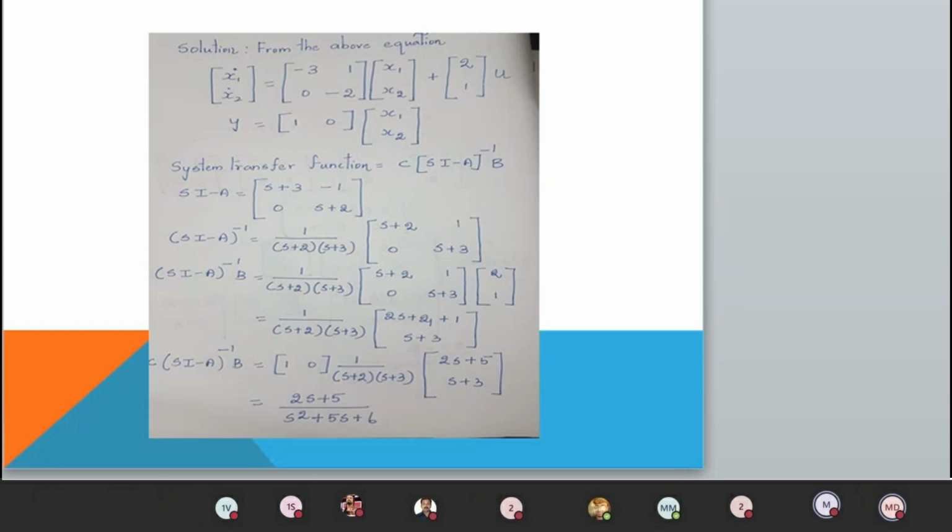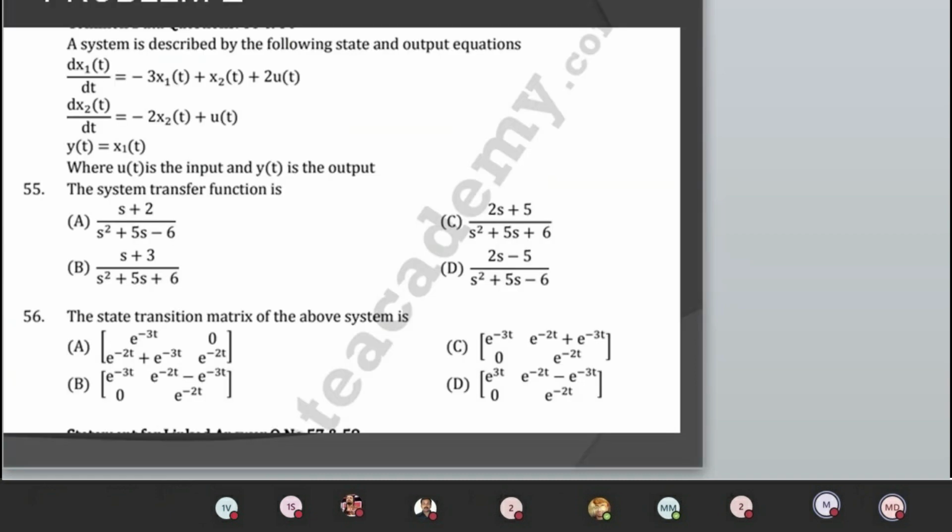Now (sI minus A) inverse B, you are supposed to multiply with B. B is nothing but [2; 1]. After doing the simple calculation, multiply with [1 0], that is C. You can easily understand the transfer function is (2s+5) divided by (s squared plus 5s plus 6). Check which answer is given: (2s+5) divided by (s squared plus 5s plus 6). In this problem, you are supposed to convert the first order differential equation, known as an ordinary differential equation, ODE.